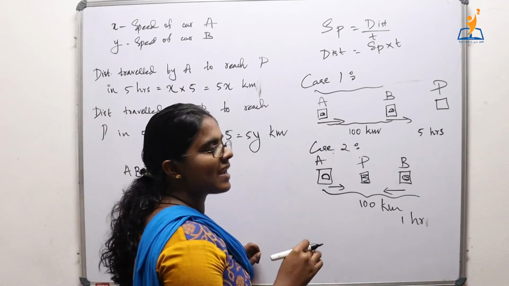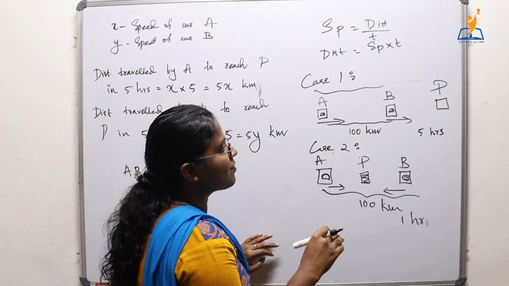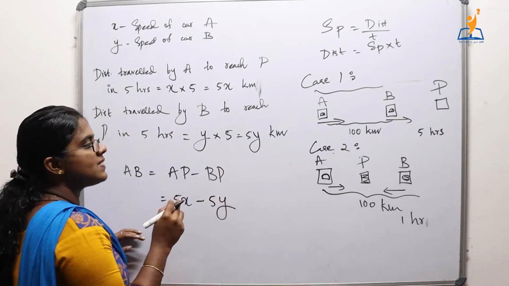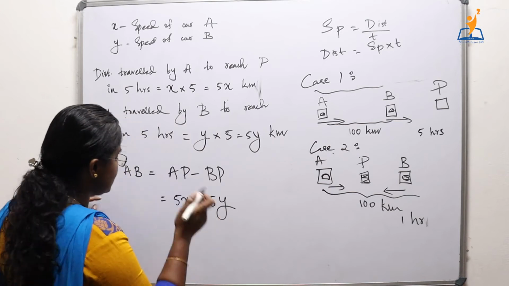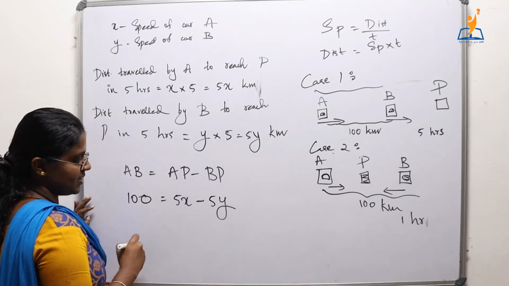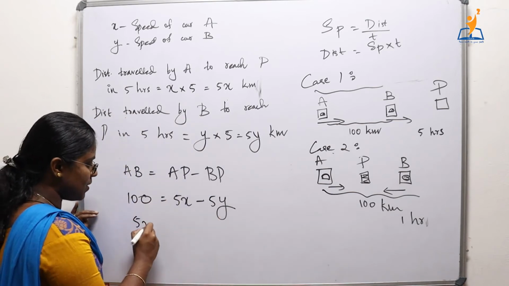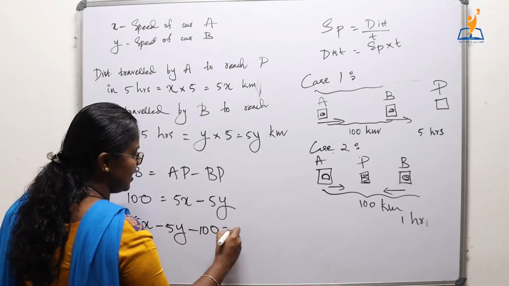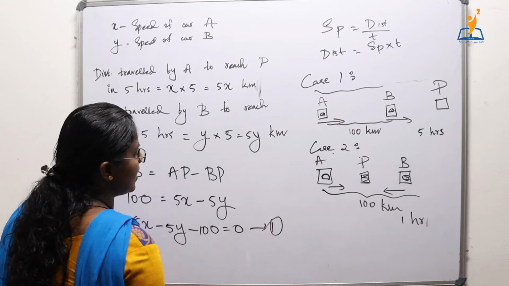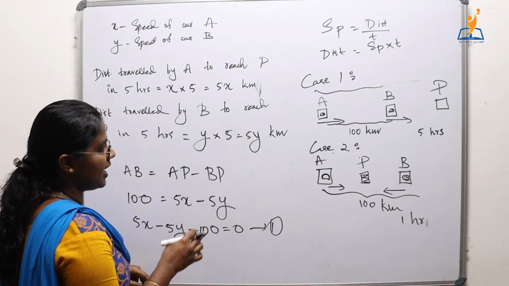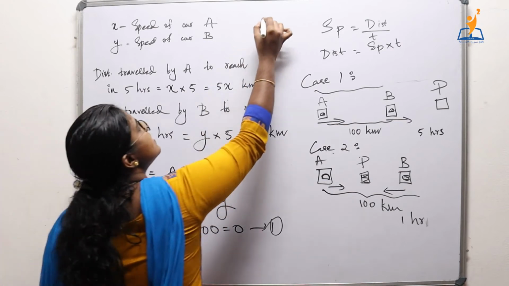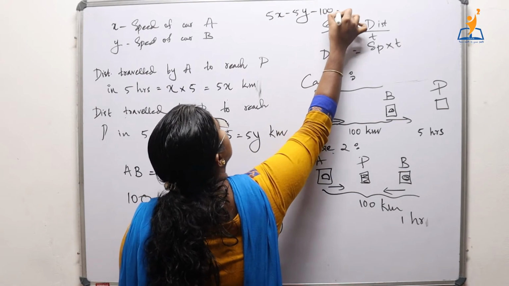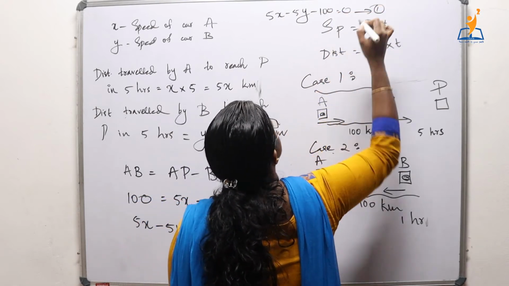It is the distance travelled by car starting from B in 5 hours, that is 5y kilometers. And what is AB? It is given in the question that AB is 100 kilometers. So we got one equation, that is 5x minus 5y minus 100 equals 0. This is our equation number 1, which we have derived from our case 1.